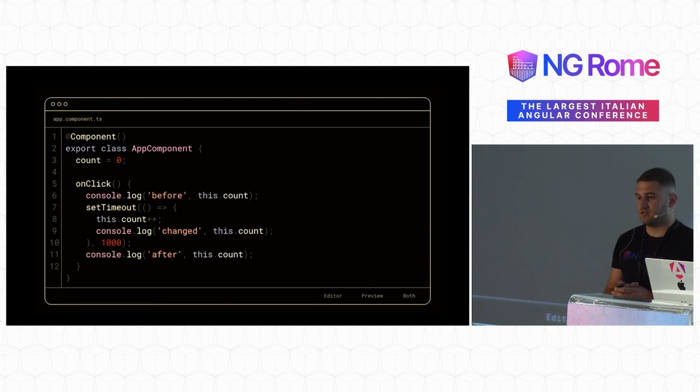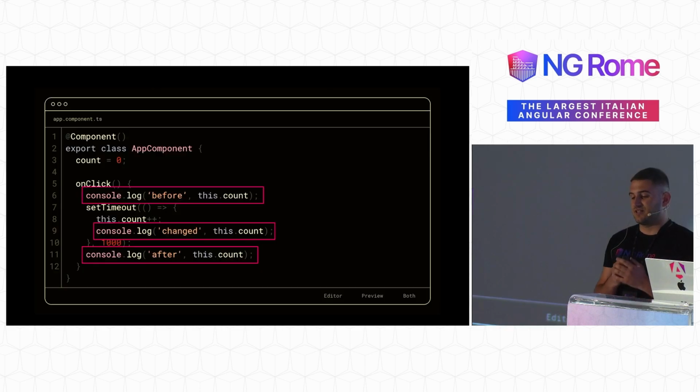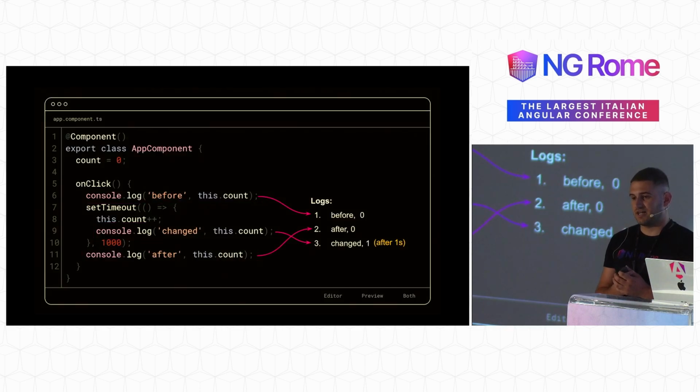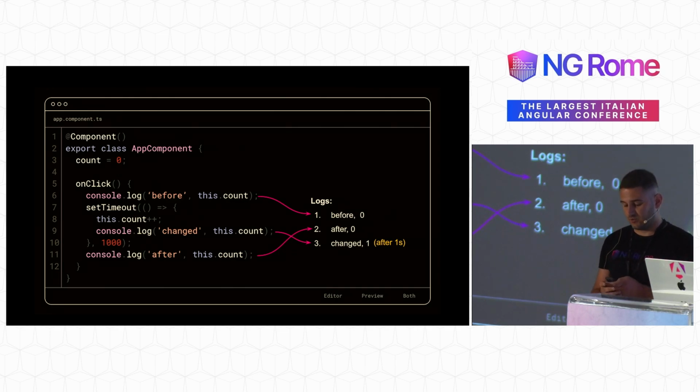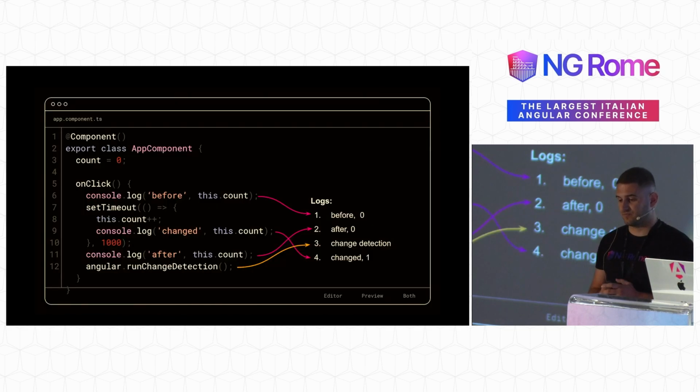To better understand this, I'm adding some console logs to test here now. And if we see the logs after we run that code, we will see that first we will have the before that will log 0 for the count. Then we will have the after that will log. Then we will have the changed log that will happen after 1 second. So this means that code doesn't run synchronously, but updates based on the event queue.